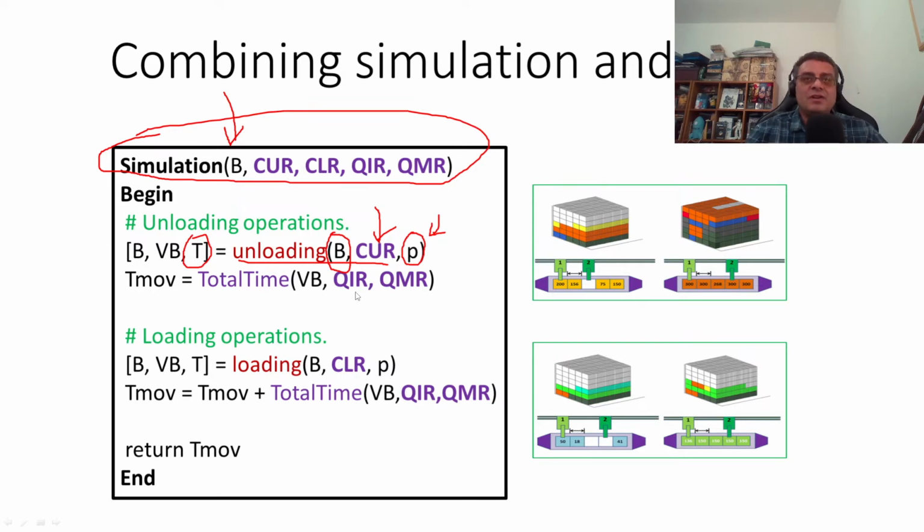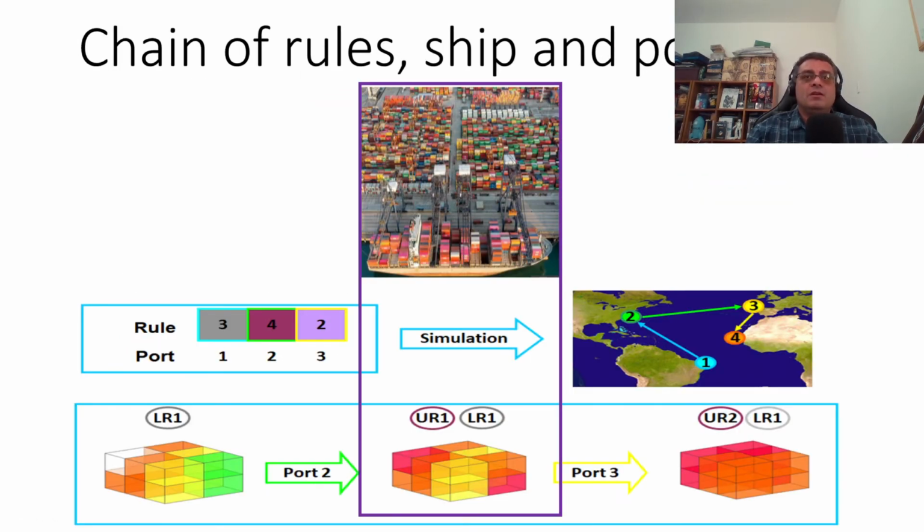Here we can have a second layer of the simulation that will not be addressed at this moment in this first track. But when we finish the unloading and loading operations, we can add to this first track the computation of the total time using quay cranes. So we will need a simulation that computes this for the quay cranes, okay? Okay, so let's see again what we have.